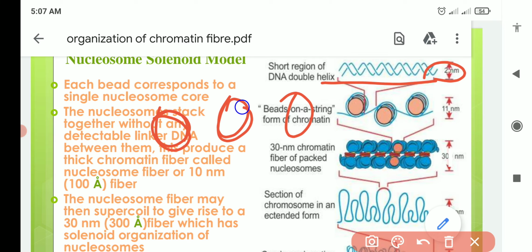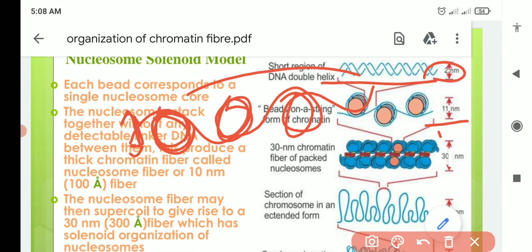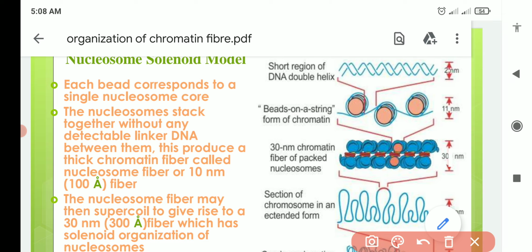This octamer has approximately 10, or we can say 11 nanometer diameter. So when this DNA gets coiled around these histone octamers, it will ultimately get this 11 nanometer diameter. It looks like beads on a string, and that's why it is known as the beads on a string form of chromatin.